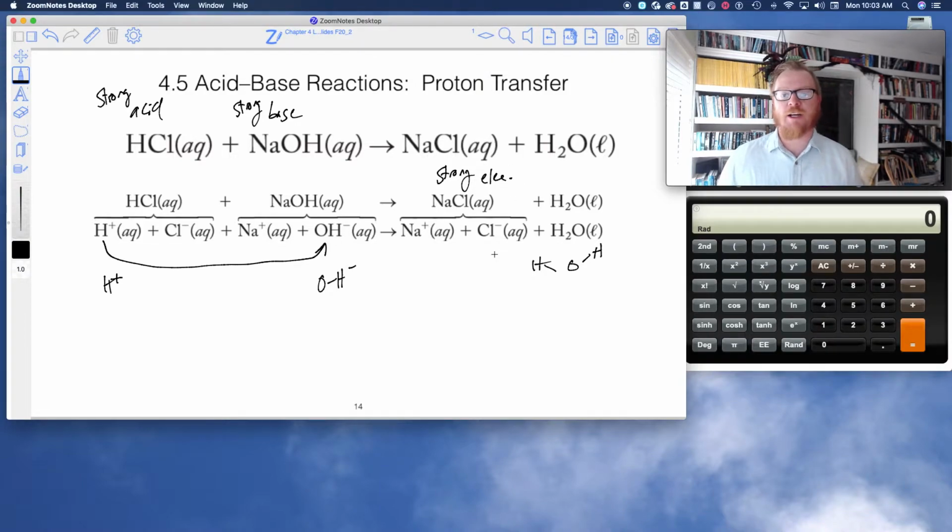I'll just write strong electrolyte. So that means sodium chloride also is completely ionized. So when I'm writing out this full reaction, and I've broken it apart into the ions, look, I've got chloride on the left side of this reaction, and I've got chloride on the right side of this reaction. So just like in a mathematical equation, when the left side equals the right side, they cancel out.